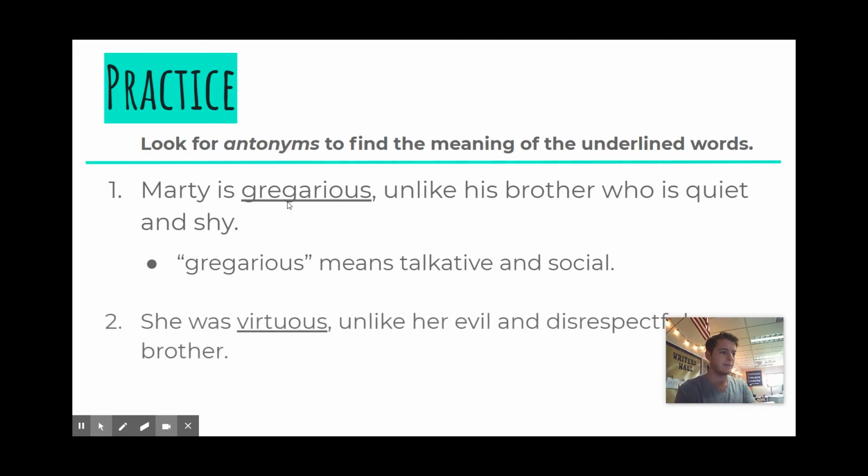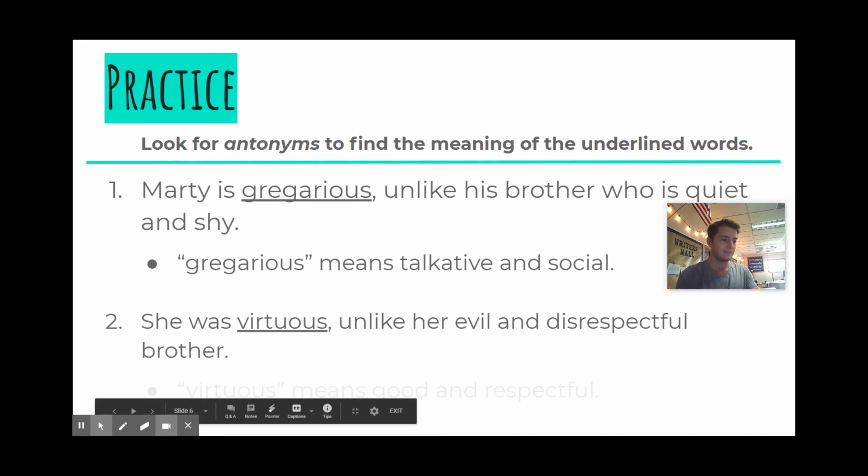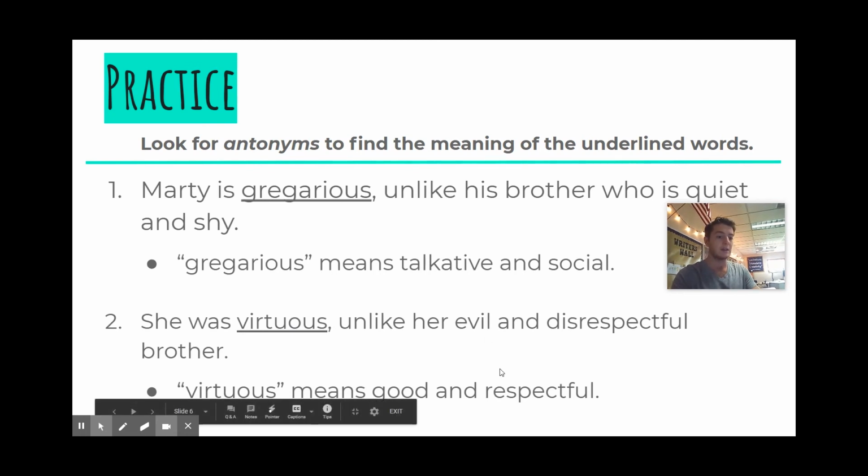Next example: She was virtuous, unlike her evil and disrespectful brother. So virtuous means good and respectful, again, because we're looking for antonyms. She was virtuous, unlike her evil and disrespectful brother. So virtuous would be the antonym of evil and disrespectful, which could mean good and respectful.